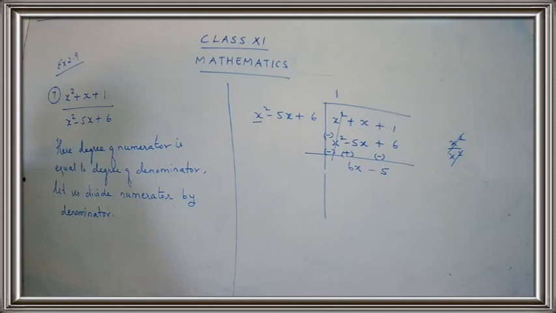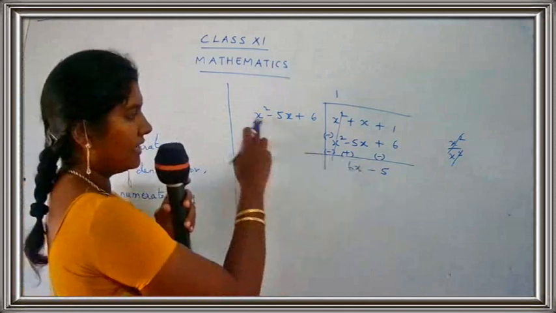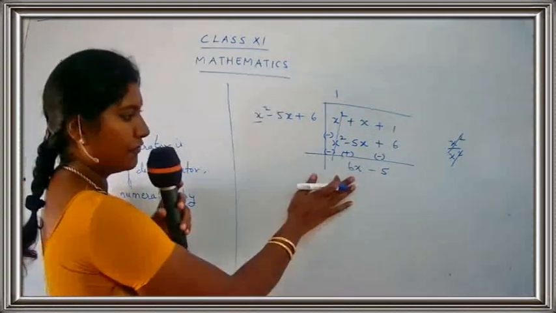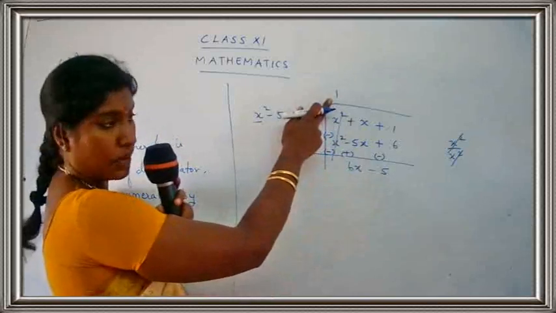Okay, children. So now we have to stop here because here the power is 1 and here the power is 2. So we cannot divide it. So we have to just stop here. So the remainder is 6x minus 5 and the quotient is 1.